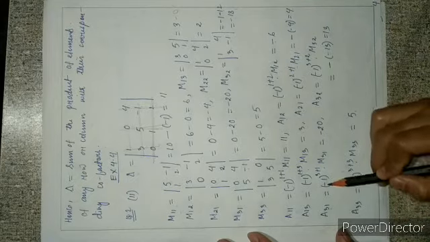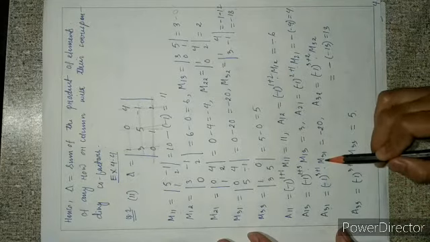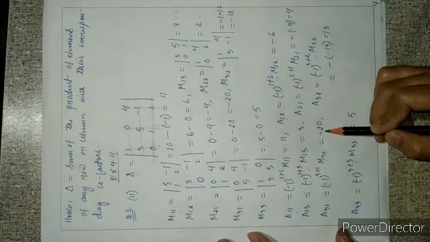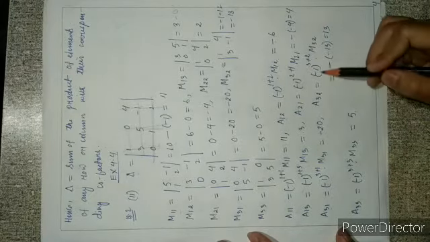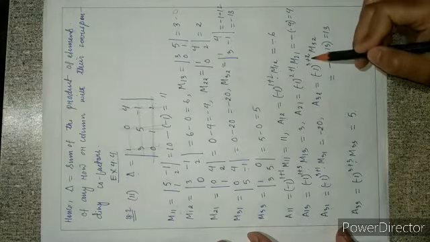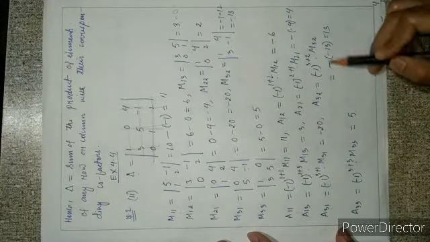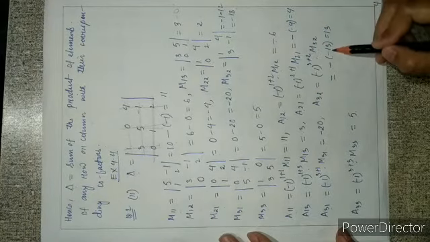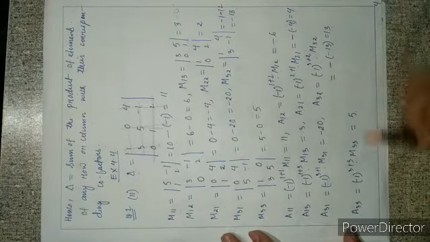A31 is minus 1 to the power 3 plus 1, capital M31. Value of M31 is equal to minus 20. A32 is minus 1 to the power 3 plus 2, 5, odd, so there should be a minus sign. M32. Value of M32 is equal to minus 13, minus into minus is plus.